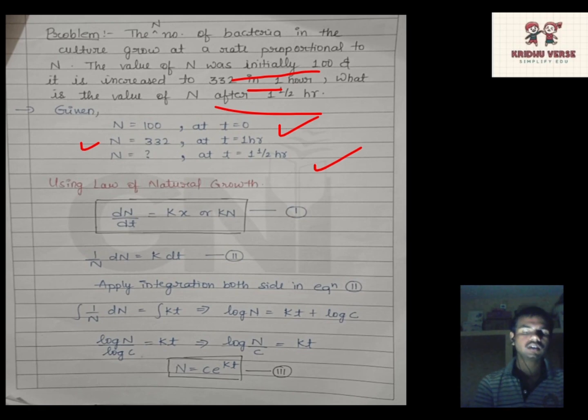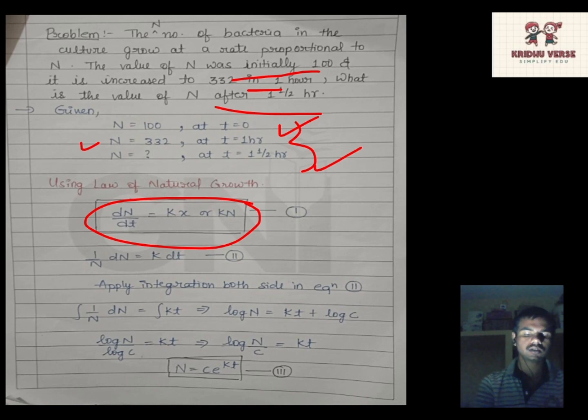Now we can see that as time changes, the value of n is increasing. So it is a law of growth. This is clear from here. So now we take it as the law of growth, not the law of decay. The law of growth is specified as dn/dt = kn. That is equation number 1 we take here.